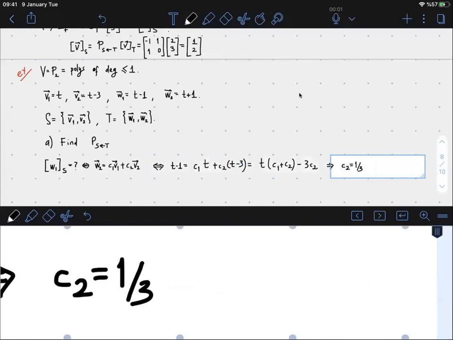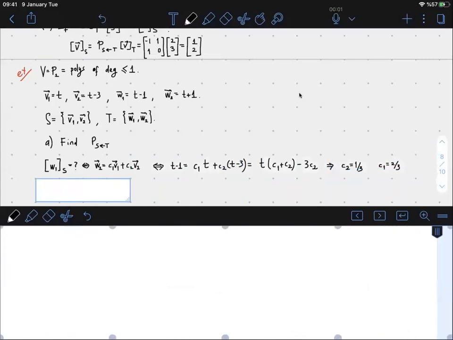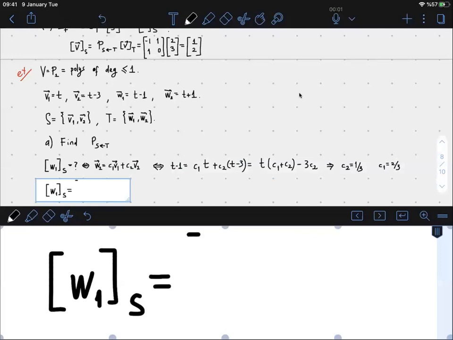And once we find C2, we can find C1 because C1 plus C2 must be what? 1, right? So C1 must be 2/3. Okay, so we obtain W1 in S spaces as the coordinates of this guy is 2/3 and 1/3.